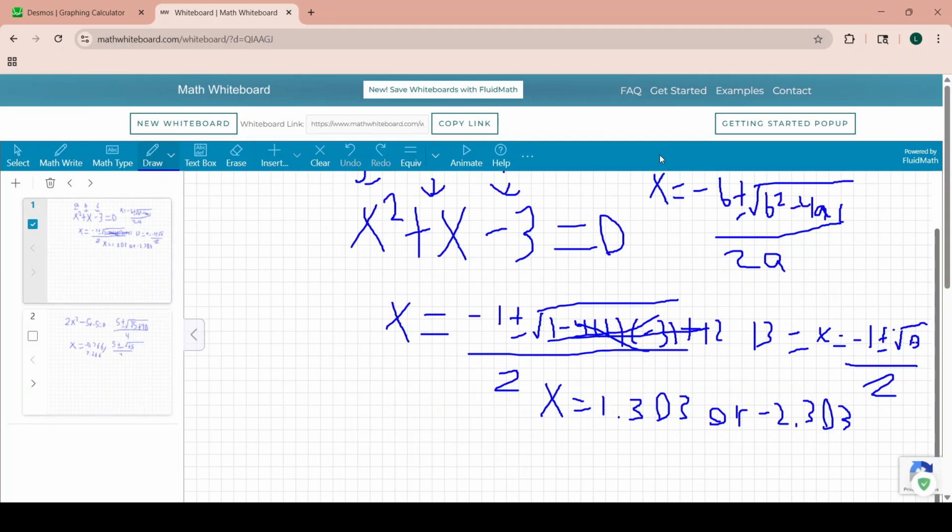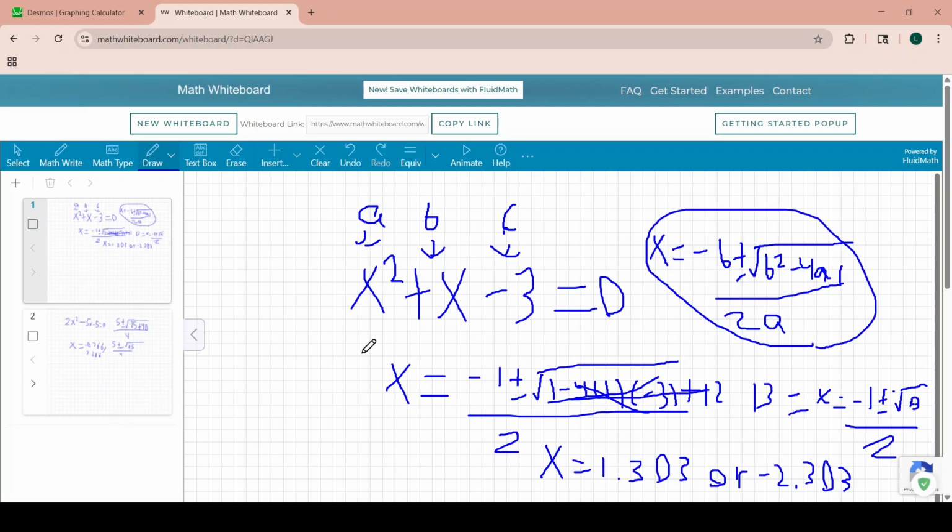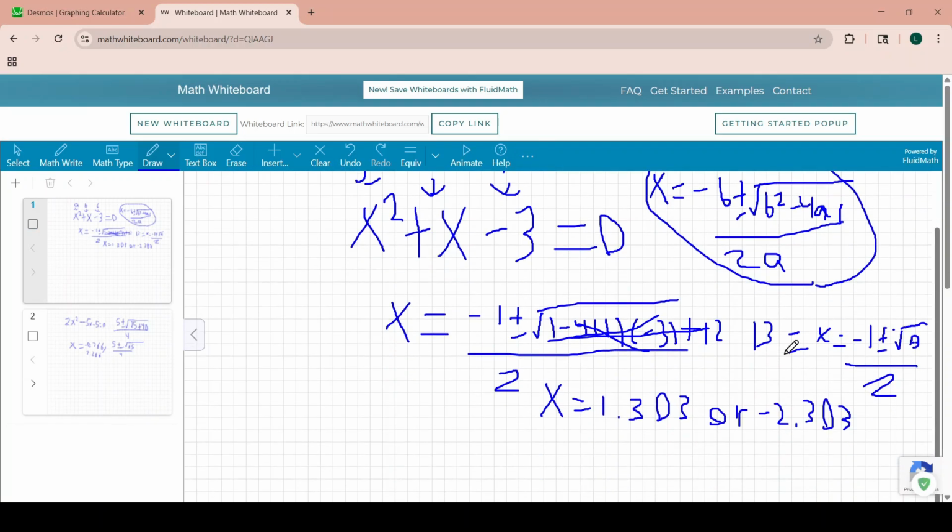So that right there is how we use the quadratic formula. What you got to do is remember this formula. And then you just take your numbers, you see your a, you see your b, you see your c, you plug and chug, and then you get your result. You can use a calculator to approximate the radical, and then you have the answer you need.